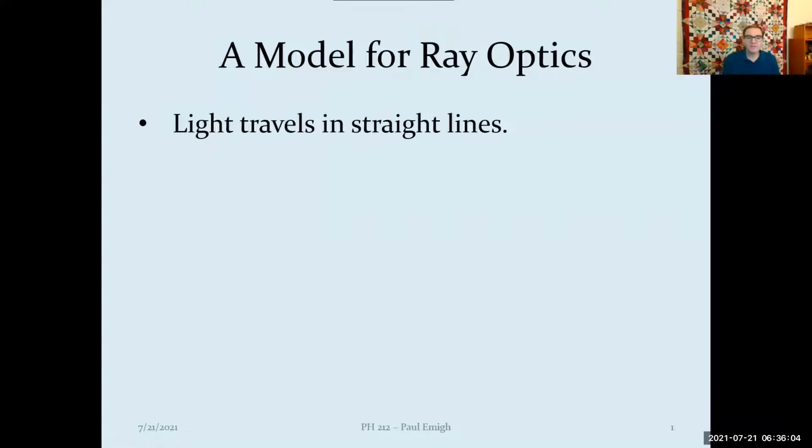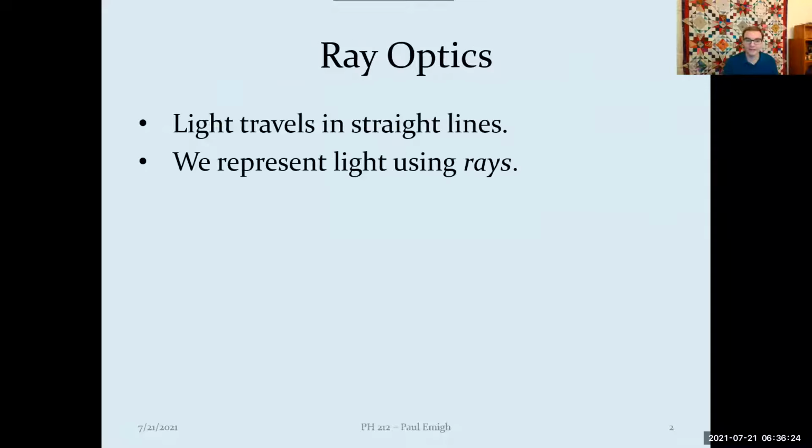Welcome, everybody. So today we are going to be talking about ray optics, which is built on the fundamental assumption that light travels in straight lines. And we'll see later in the course that there are other different assumptions you can make about light that are also true that will give different behavior. But right now we're going to talk about what happens if you assume that light travels in straight lines.